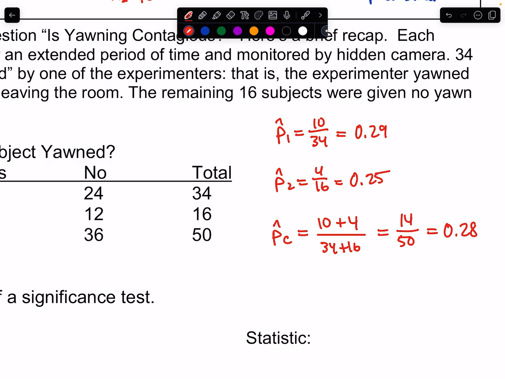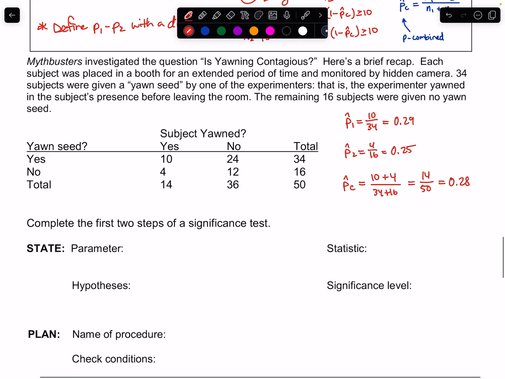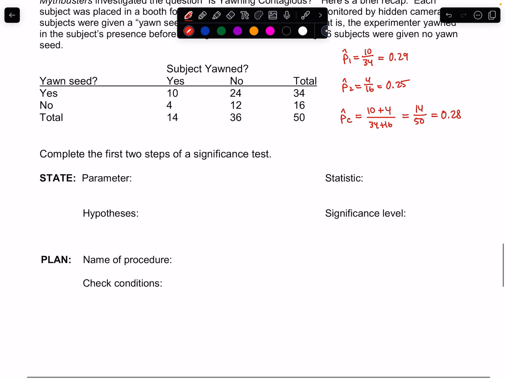Okay, so again, I can basically think of the combined number of successes. I had 50 participants. I had 10 in one group, 4 in the other one, so a total of 14 successes out of 50 people, which is 0.28. Okay, so we're going to need that p combined here in a moment.